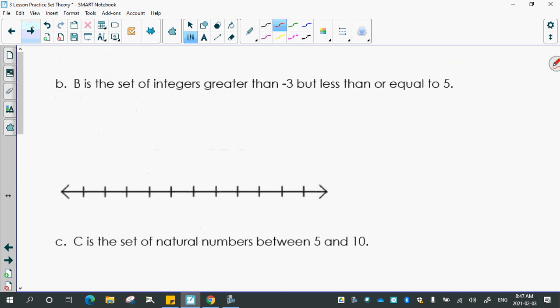Next one. B is the set of all integers greater than -3 but less than or equal to 5.